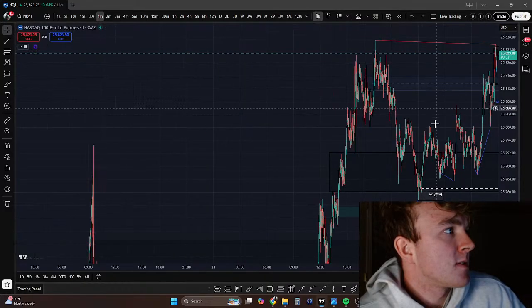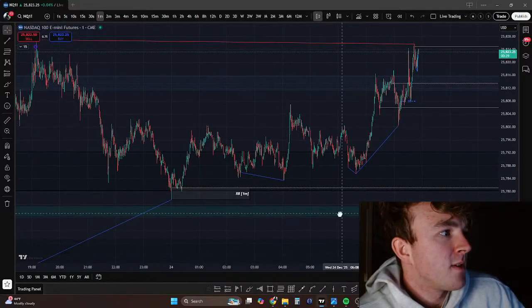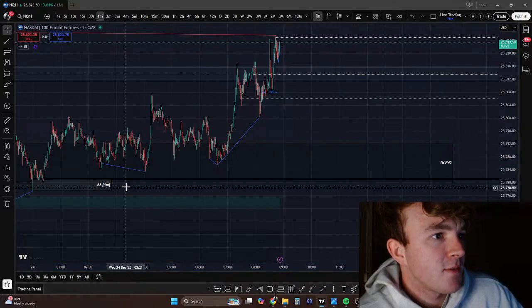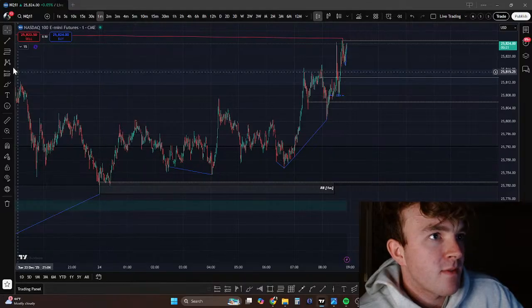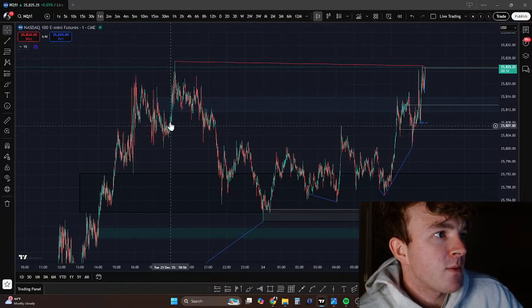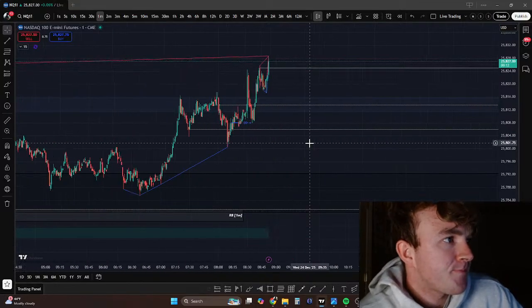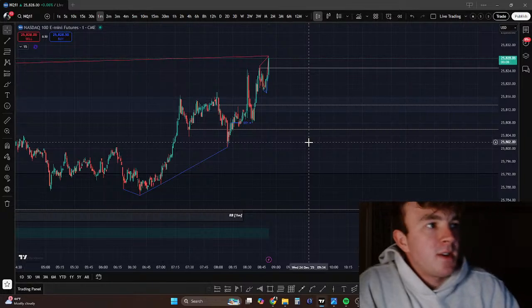Let's go there. Here we go. So yeah, 1 hour for value gap. This is kind of our higher time frame key level. We utilize this 1 hour rejection block, then we have a 1 hour for value gap. This is kind of like our 1 hour breaker. Yeah, this is kind of happening as we anticipated.